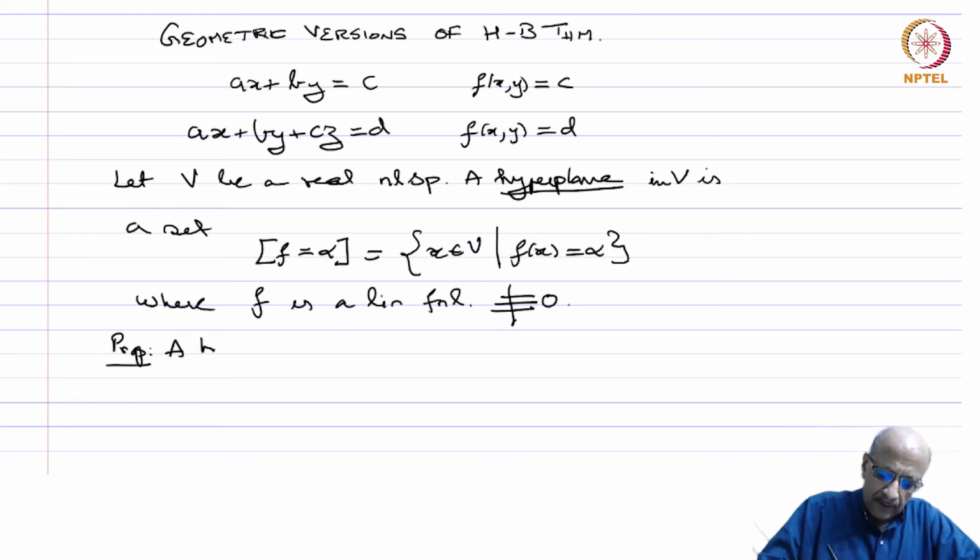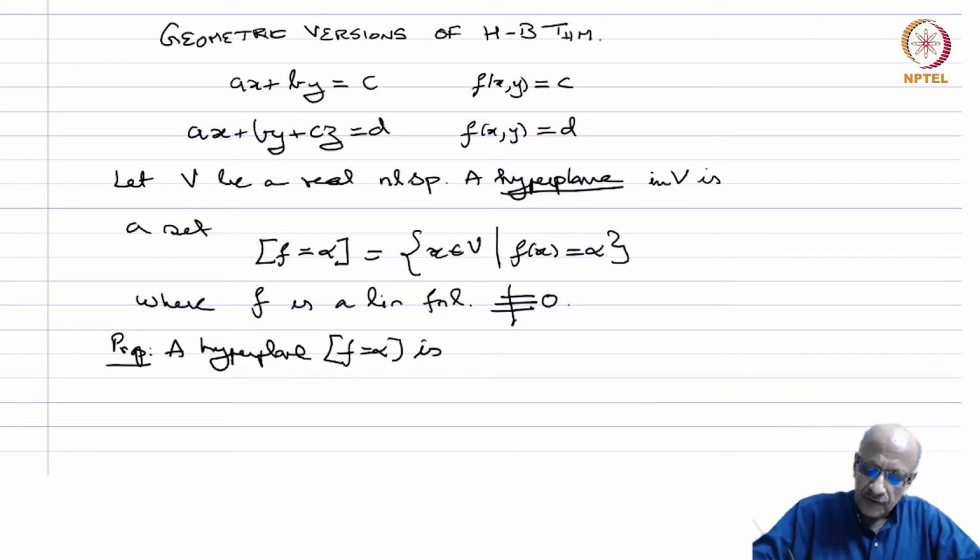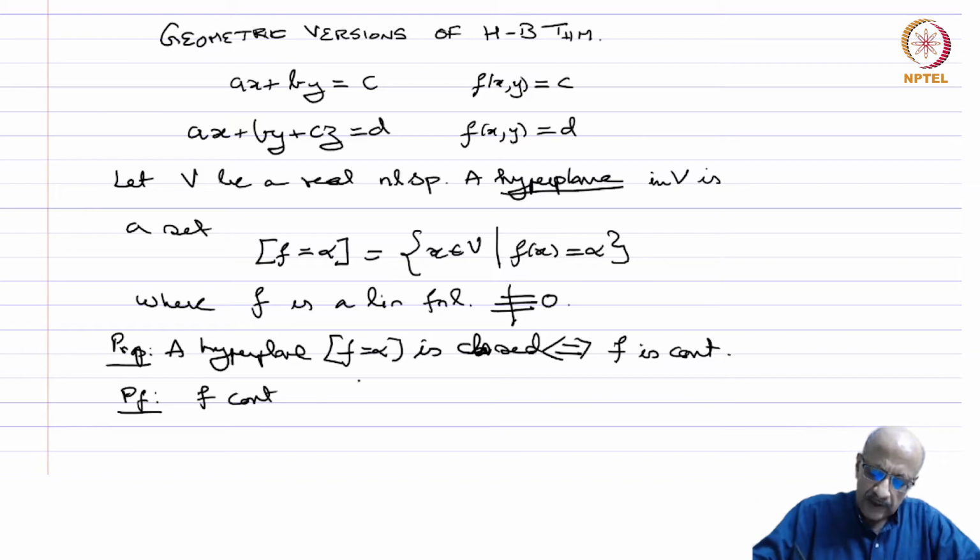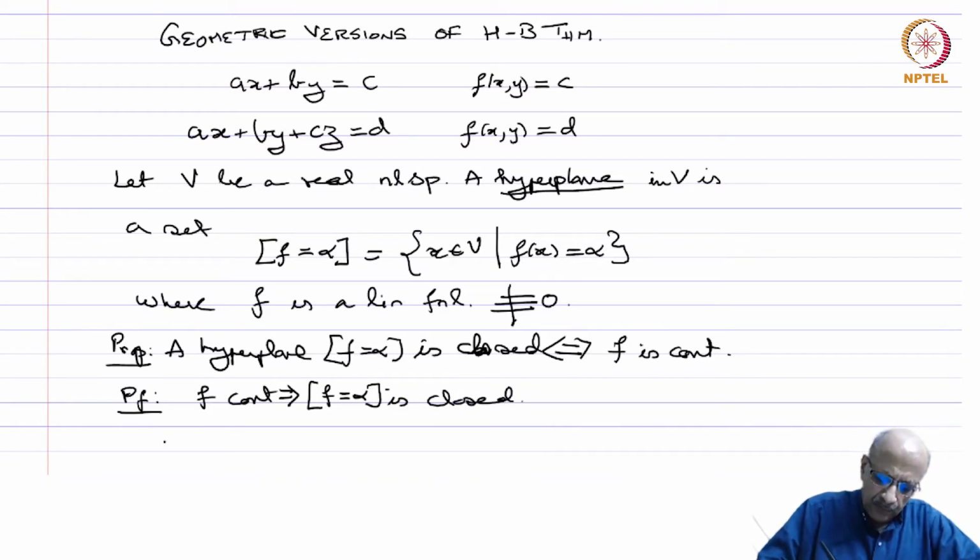So we have the following proposition: a hyperplane [f = alpha] is closed if and only if f is continuous. Proof. One way is obvious. If f is continuous, then clearly the set of all x such that f(x) equals alpha is a closed set. So we want to now prove the converse.